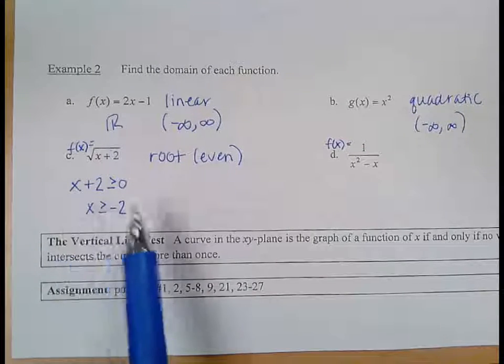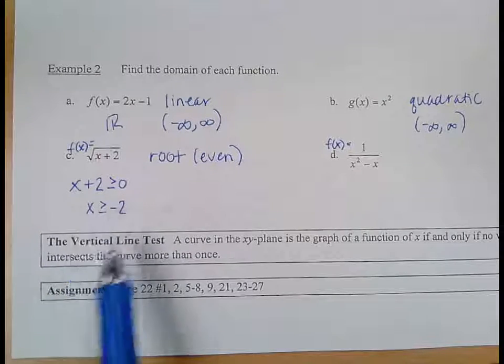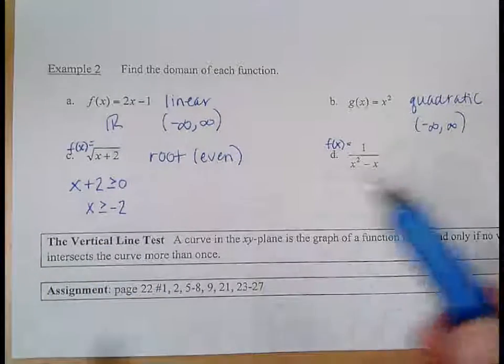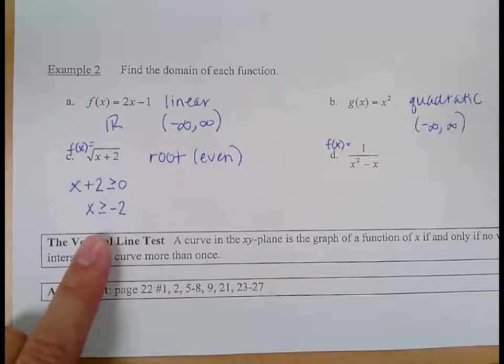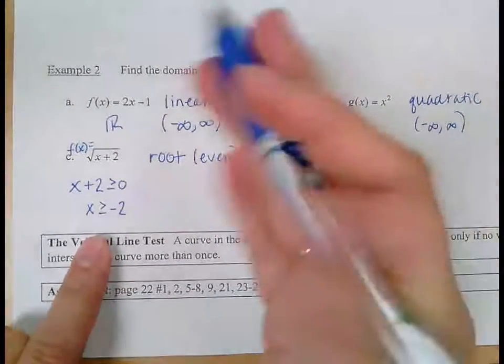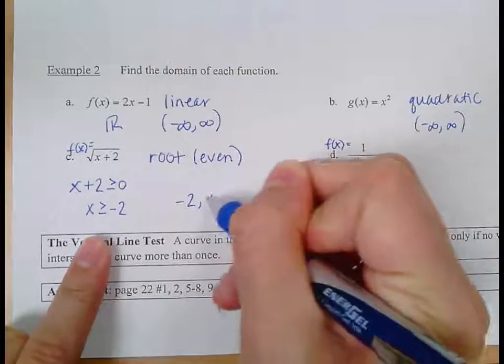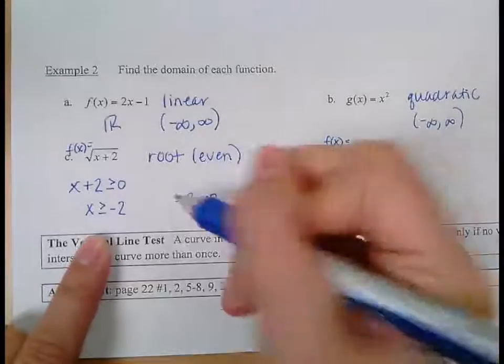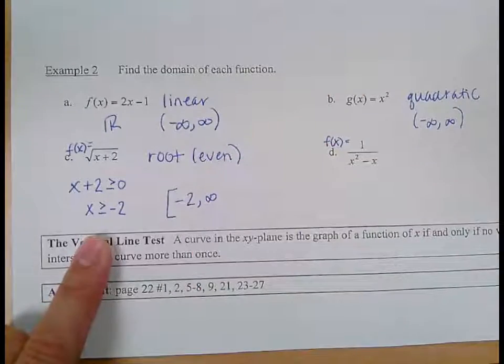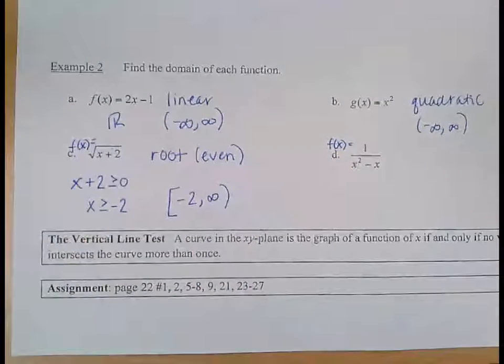So this, again, probably in the past would be a fine way to write it. You could certainly write set builder with this. So in interval notation, this would be negative 2 to infinity. We are including negative 2, it's greater than or equal to, so negative 2 has a bracket and then a parenthesis on the infinity side.